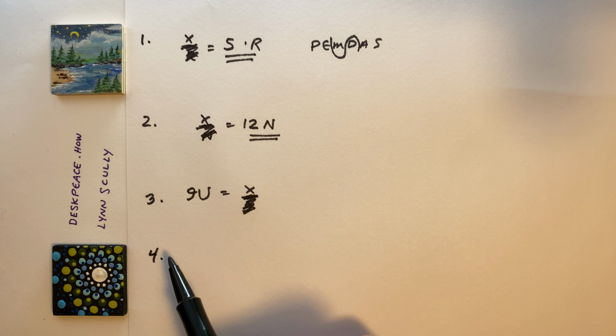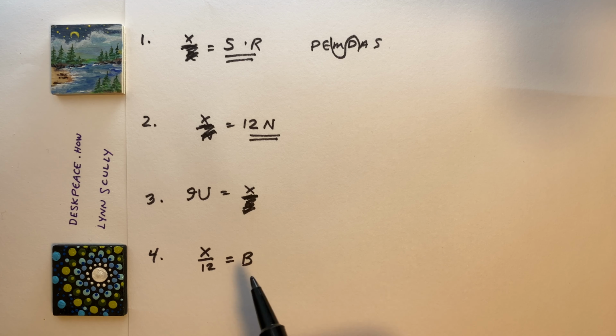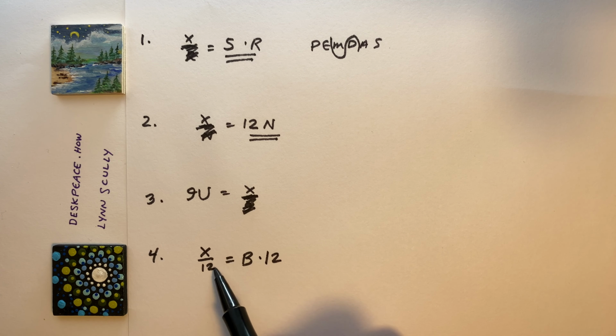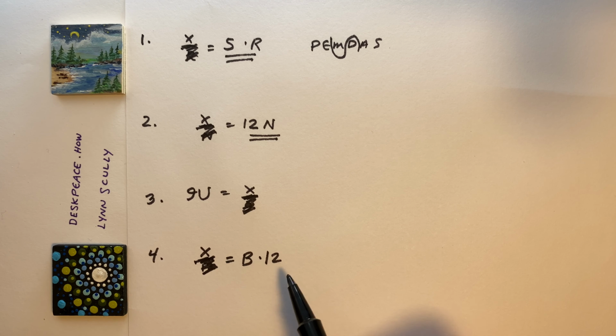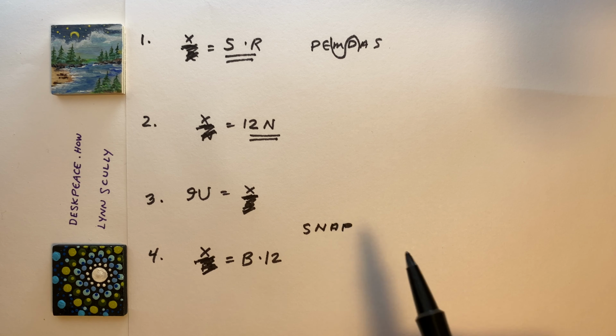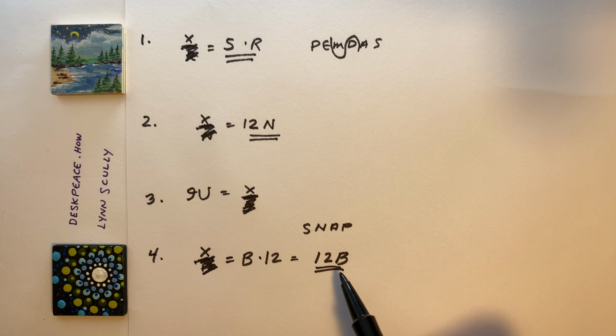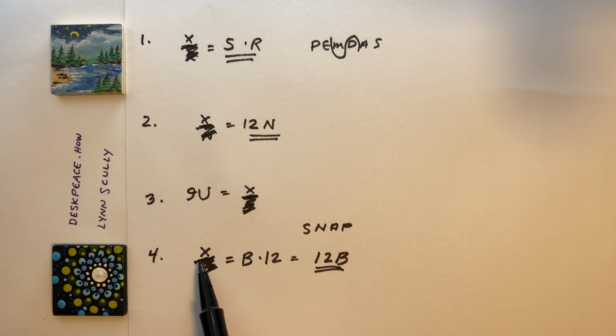Number 4, x over 12 equals b. I want to get x alone. 12 is attached by division. Move it by multiplication to the other side of the equal sign. Now, because I like to do my work in sign, number, alphabet, package order, I'm going to rewrite this. The number comes before the variable. My final answer is 12b. I have solved for x in terms of b.